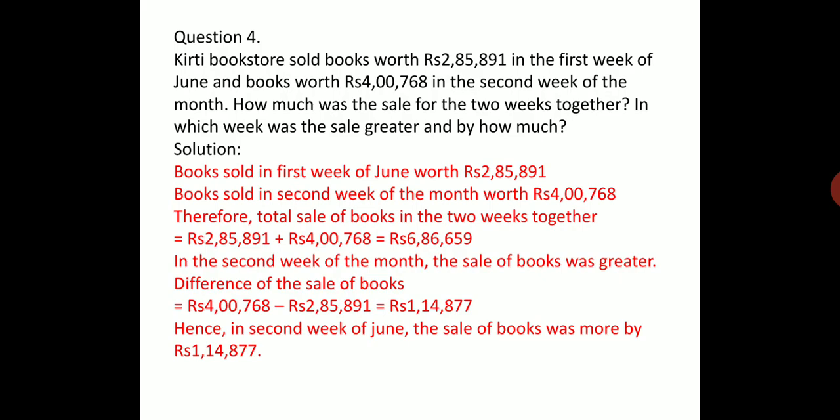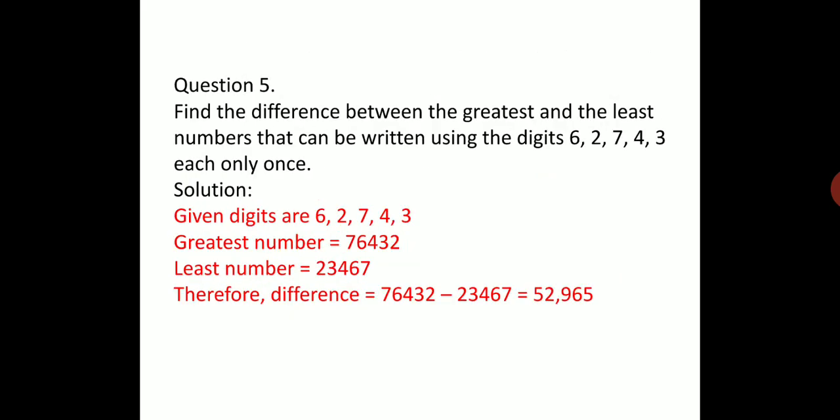And you can easily compare. In the second week it is near about 4 lakh. In the first week it is near about 2,85,000. Now the difference between the sales is 1,14,877. Hence, in the second week of June, the sale was more, and how much more was it? It was 1,14,877.